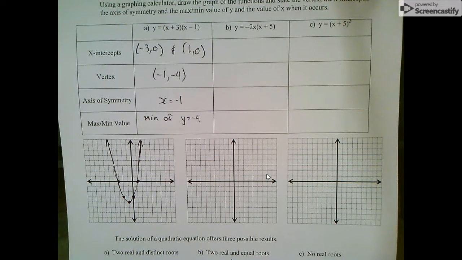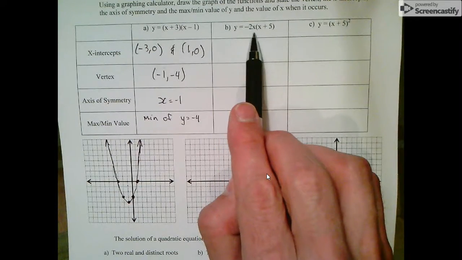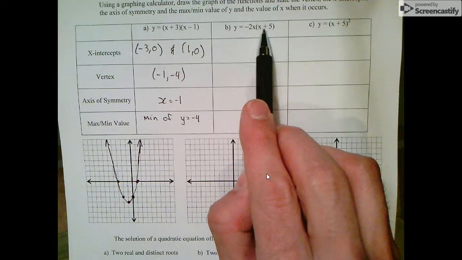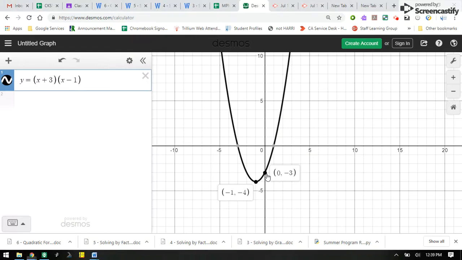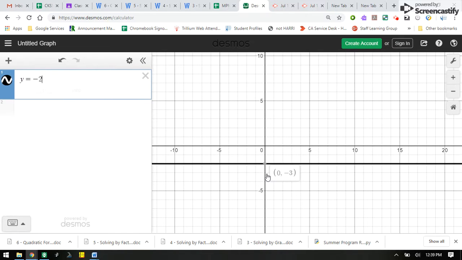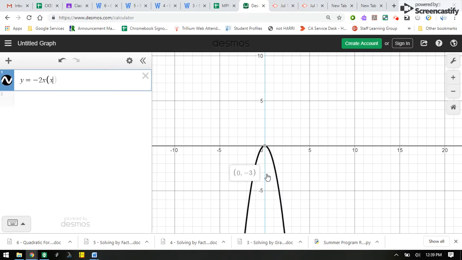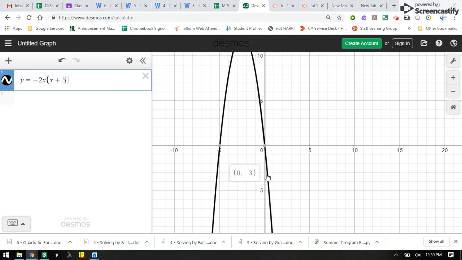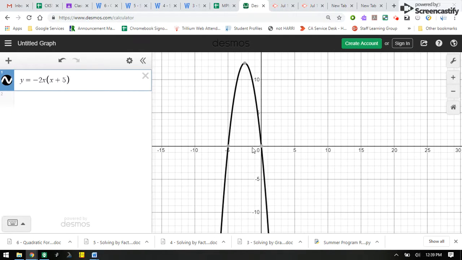Whatever. Now let's do the second one. So there's our equation, y equals -2x, open a bracket, x plus 5, close a bracket. There it is. It's beautiful. So let's zoom out a little so we can see the whole thing. There we go. And so there are its x-intercepts, -5, 0, and 0, 0.